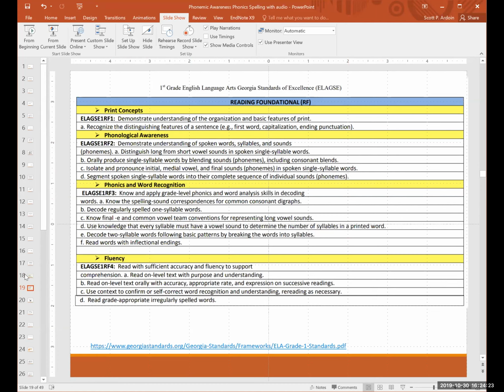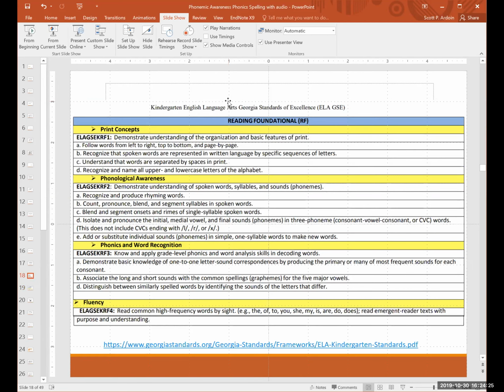Going back, we see some issues of print concepts. Some might call these things print awareness. These are some other foundational skills we see, such as seeing kids follow words from left to right, top to bottom, and page by page.